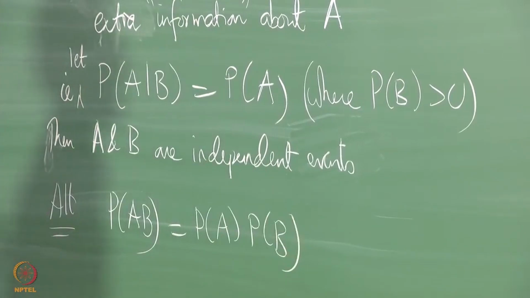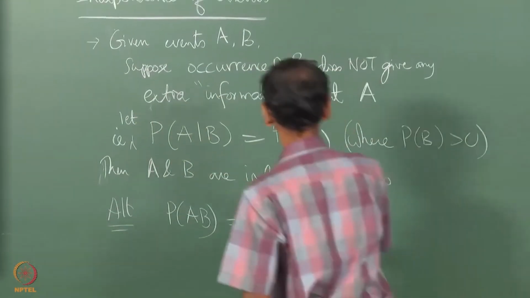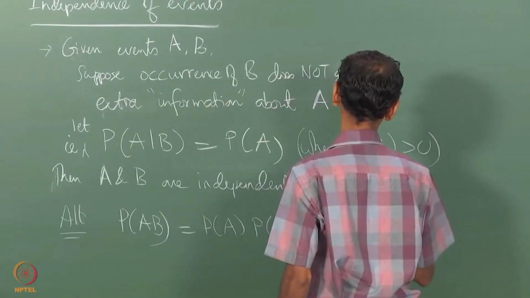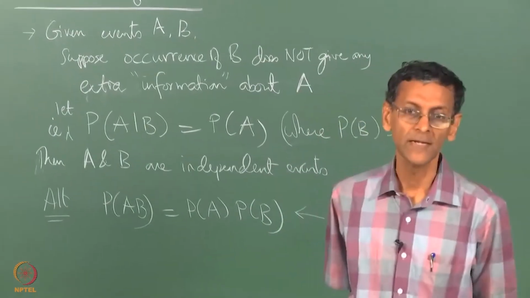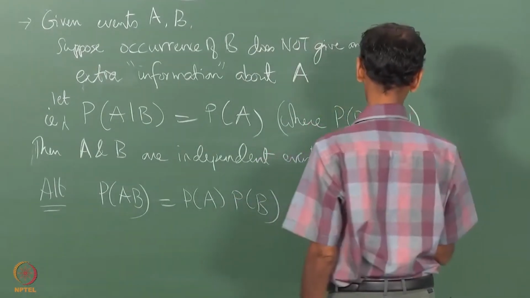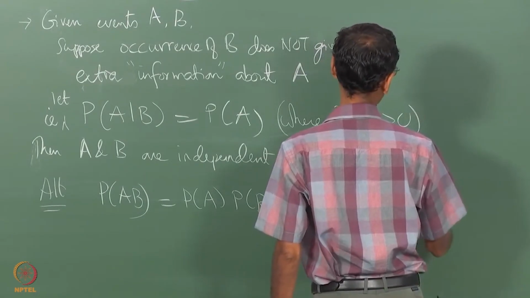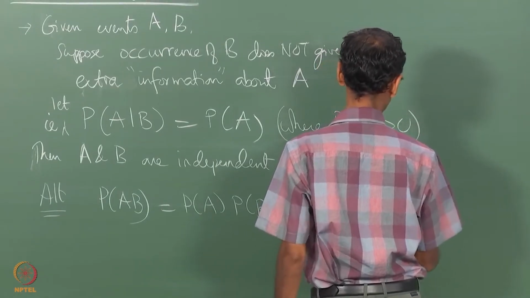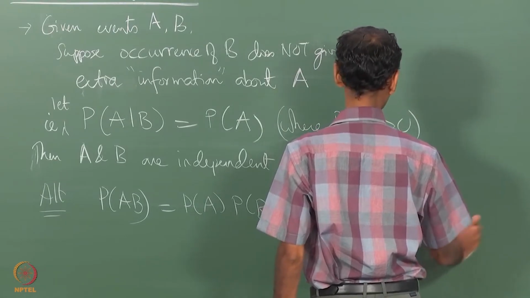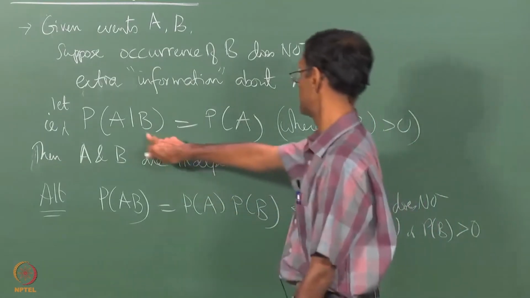In other words, the joint probability is the product of the individual probabilities, and this condition does not require P of A or P of B to be more than 0. This condition does not need P of A or P of B to be strictly positive. So it works even if P of A or P of B is 0.